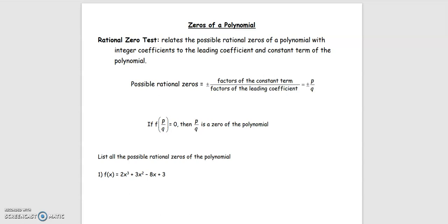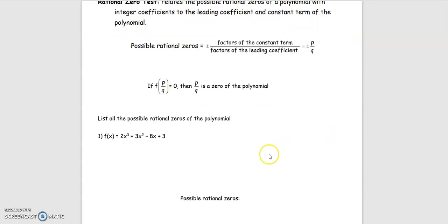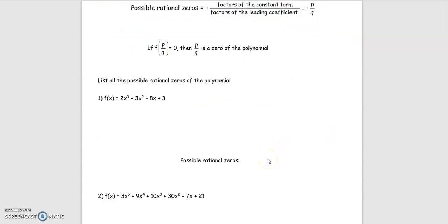We can find all the possible rational zeros by taking the factors of our constant, the last number, and putting it over the factors of that leading coefficient, and then putting a plus minus in front. Those are all the possible rational zeros that we could have for the polynomial. So let's go ahead and try it.